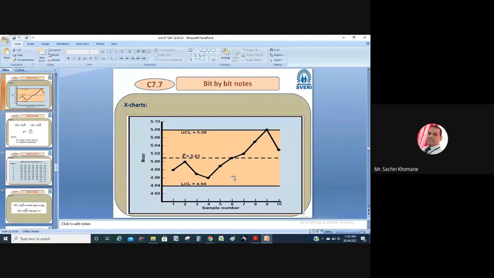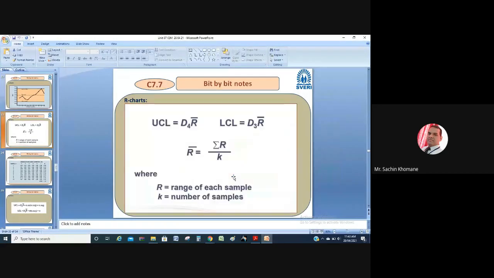If things are going beyond the upper limit or going below the lower control limit, then you can say there is some problem. Okay, so now I think you understood this. Let us proceed to the R chart.